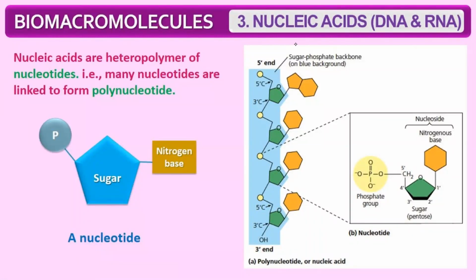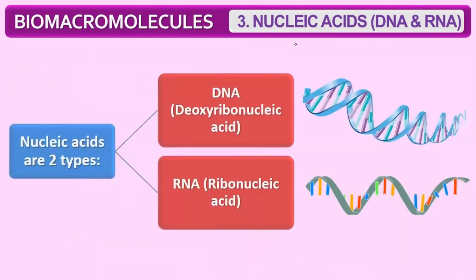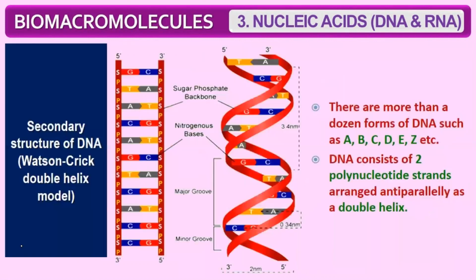Nucleic acids like DNA and RNA are heteropolymers of nucleotides. That is, many nucleotides are linked to form a polynucleotide. In my previous video, we discussed nitrogen bases, nucleosides, and nucleotides. Nucleic acids are of two types, DNA and RNA, that is deoxyribonucleic acid and ribonucleic acid.